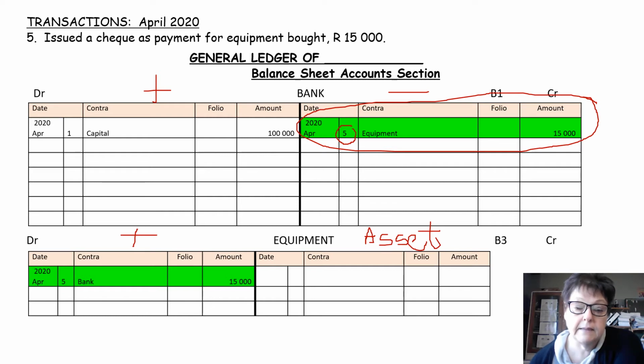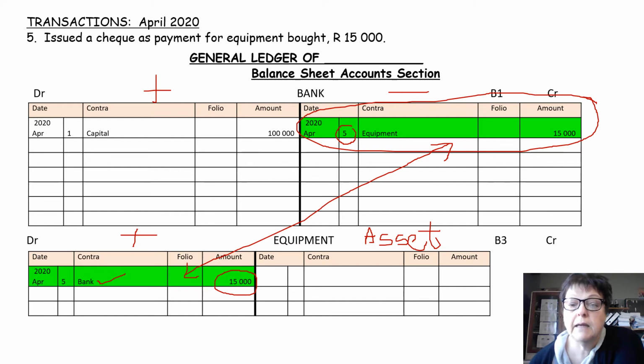The date is still the same, 2020 April the 5th. We bought equipment to the value of 15,000. How did we pay for this? By taking money from the bank. Can you see that this debit and that credit is the same amount? And that is what in accounting is known as the double entry principle.